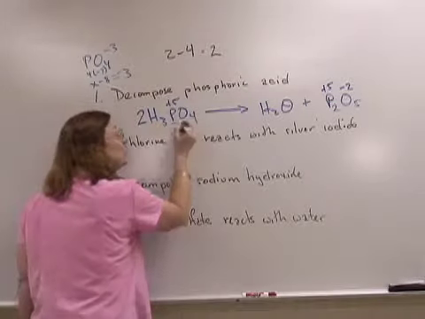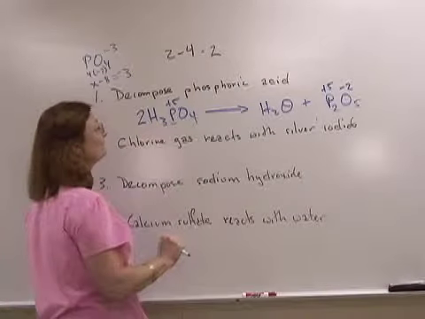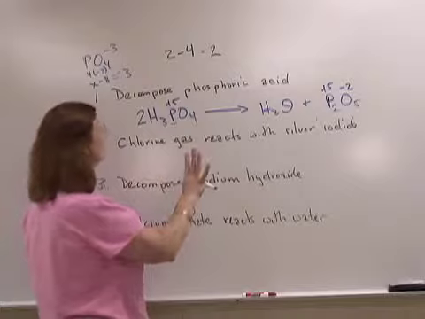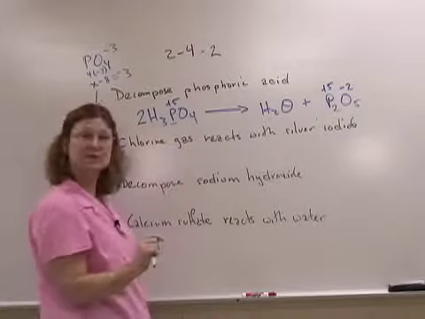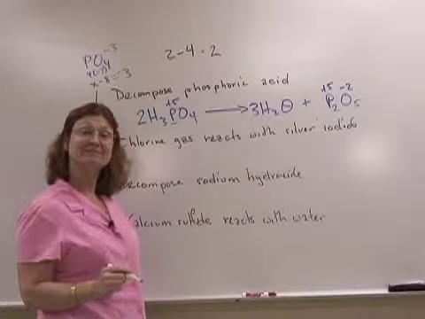I can't put a little 2 in here, that would change the whole formula. I have to put a coefficient. And I believe that then I have 6 hydrogens, therefore I need 3 waters, and then it's balanced.